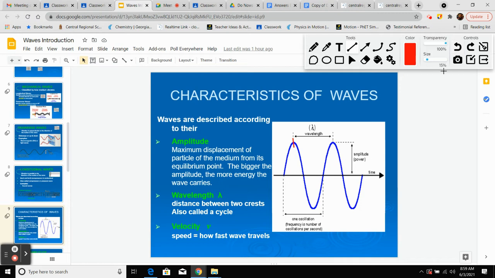But it could also be from trough to trough, or if you're looking at a longitudinal wave, compression to compression or rarefaction to rarefaction. Wavelength, the symbol is lambda, which is basically like an upside down Y. Looks like that. That's the distance, all right, between any two consecutive points on the wave. And then velocity, all right, lowercase v in this case. All right, speed, how fast this wave travels.